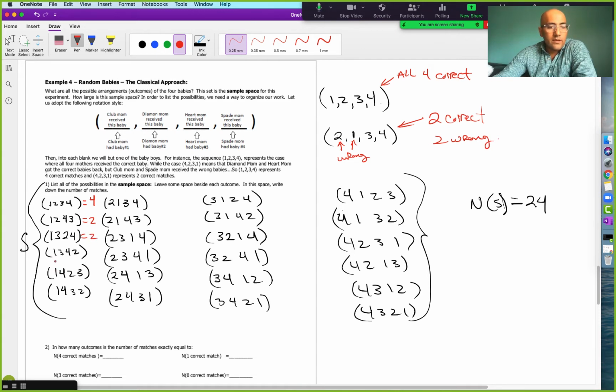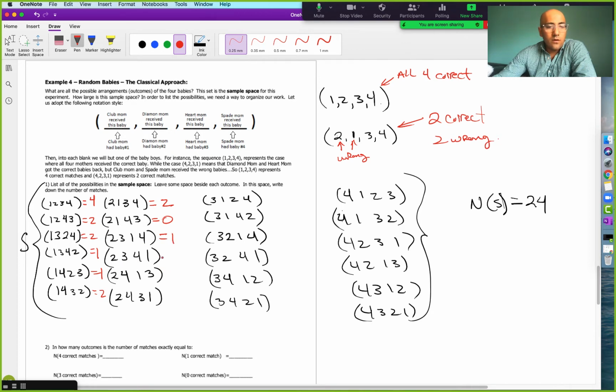Okay, so correct, wrong, wrong, wrong. So this is 1 correct. This is correct, wrong, wrong, wrong. So this is 1. Correct, wrong, correct, wrong. So this is 2. Wrong, wrong, correct, correct. So this is 2. Wrong, wrong, wrong, wrong. This is the case where there's 0 correct matches. So this is wrong, wrong, wrong, correct. 1 correct match.